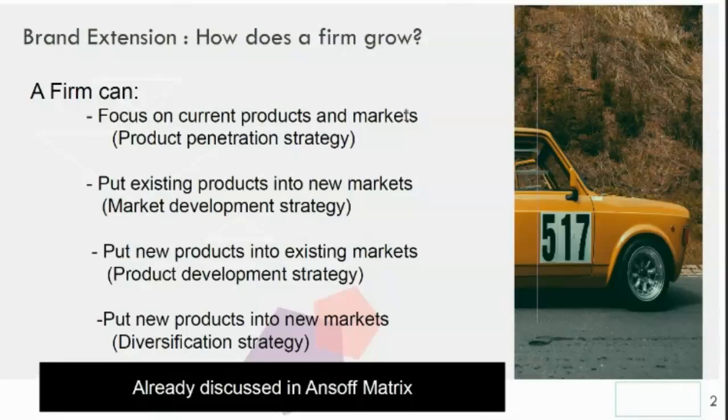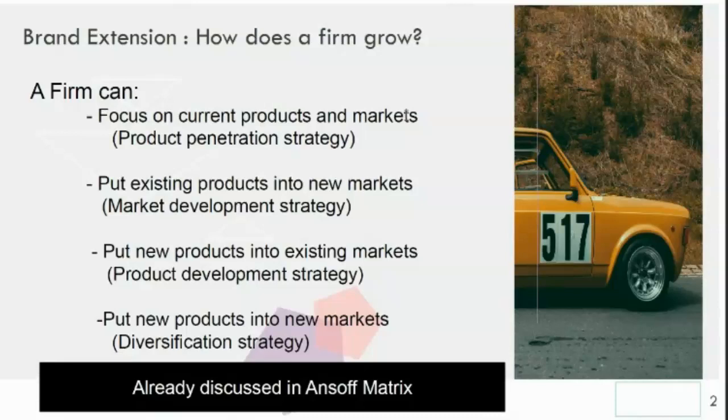Then the second category is putting the existing products into a new market. So the second choice you have is that you can put the products which you manufacture right now into a new market. That is called the market development strategy. So basically we are discussing the Ansoff matrix. Okay, I will share this separately with you also.